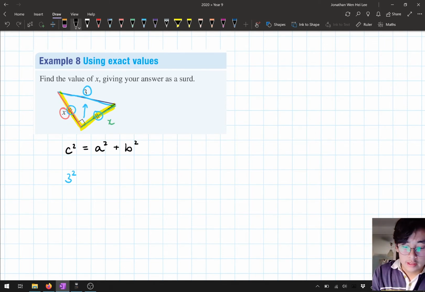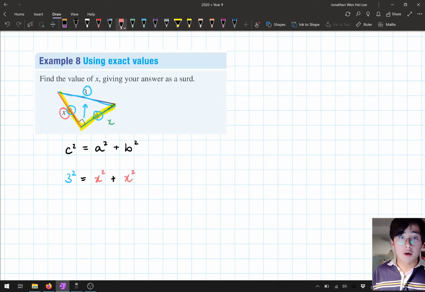Now that I've got that, I'm going to substitute the values of a and b. Now, a and b are just my two shorter sides. If you have a look, the two shorter sides both have an x in them. So for both of them, I'm going to write x squared.